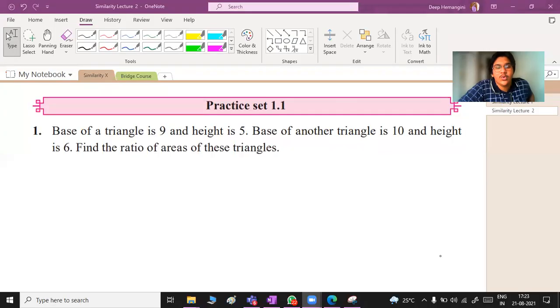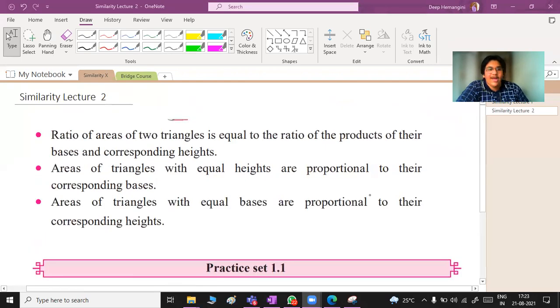Welcome back to Mathematics Paper 2, lecture number 2 of your topic similarity. And let me share my screen and jump to question number 1. But before that, what we have completed, let me quickly revise that.